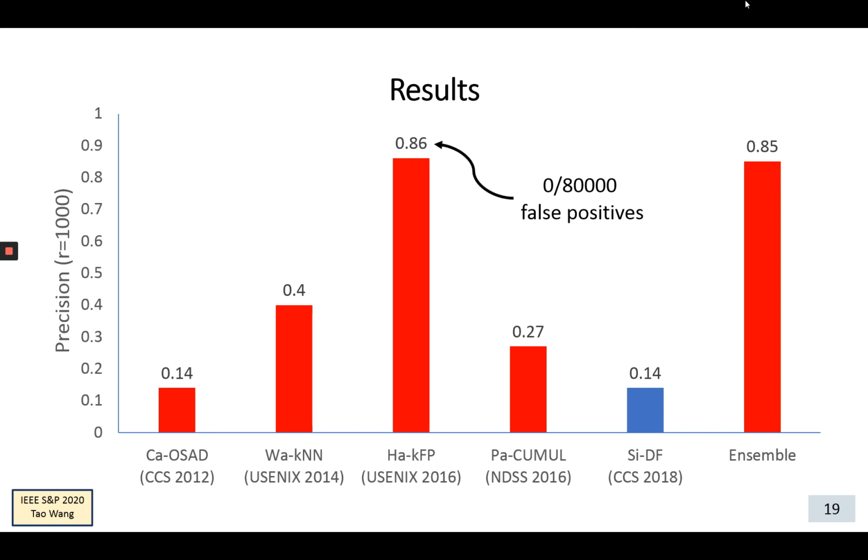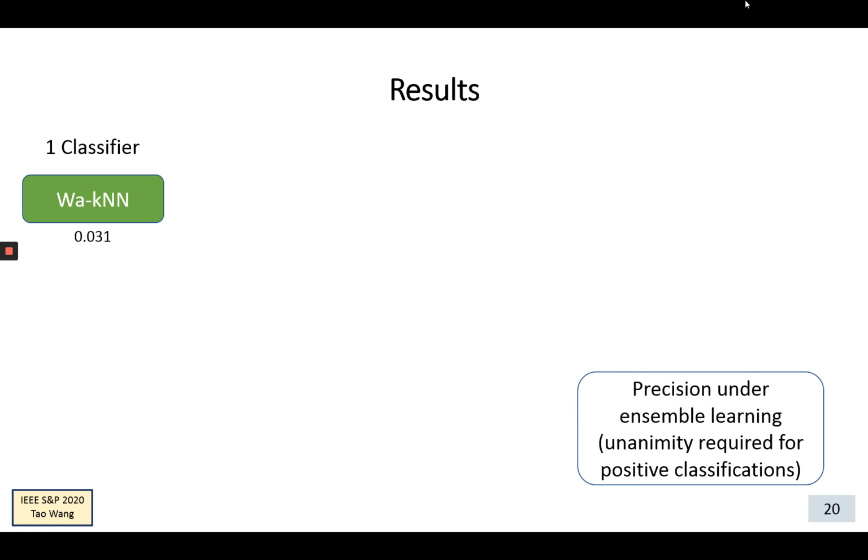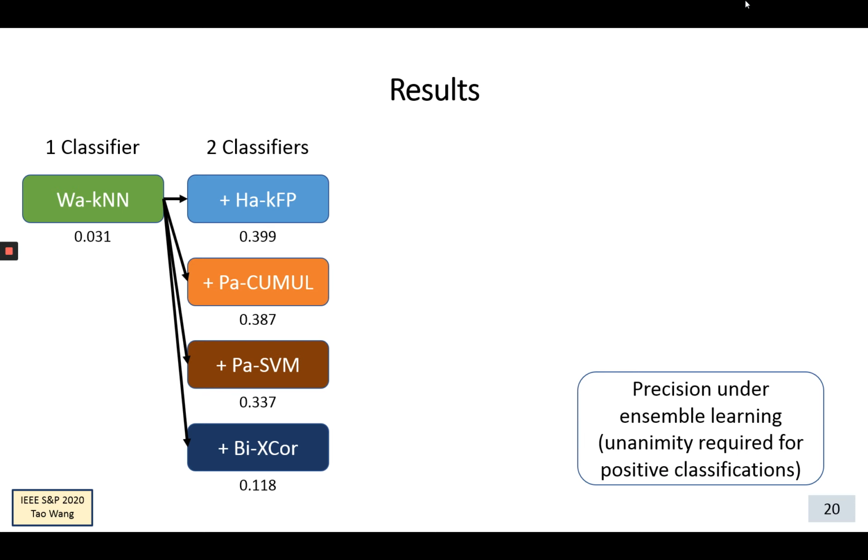I especially like the ensemble learning result, so I'm going to describe it in further detail. For the ensemble learning result, we just get a bunch of classifiers and we want them to unanimously agree before any positive classification. The best single classifier is WAKN. If we want the best 2 classifier ensemble, then we add HAKFP onto it. In this case, we already get a pretty good precision: more than a 10 times increase to a 40% precision. And if R is lower, then this precision would be even higher. So the 2 classifier ensemble could be pretty good for lower values of R.